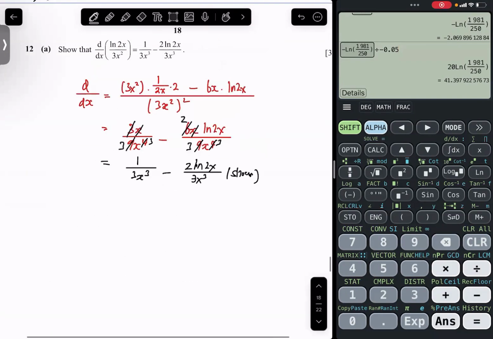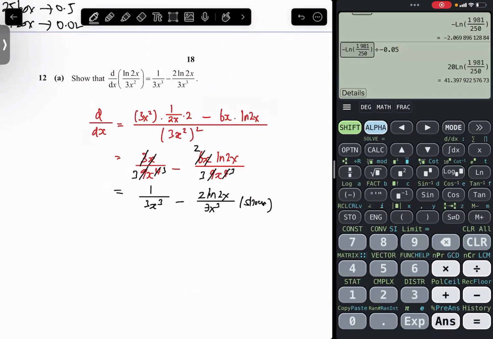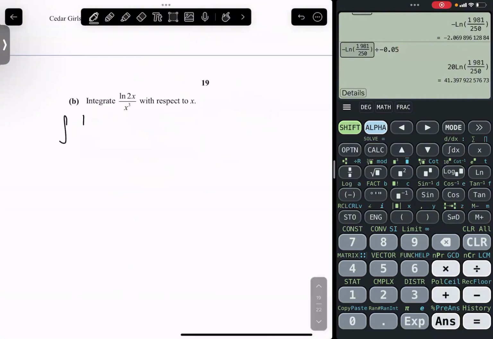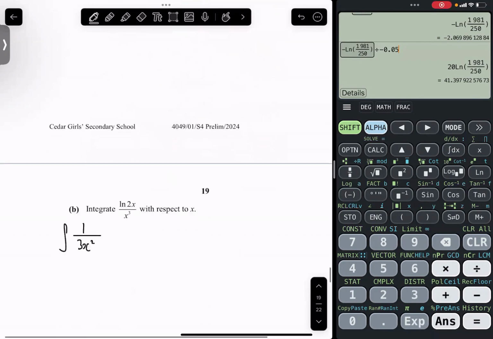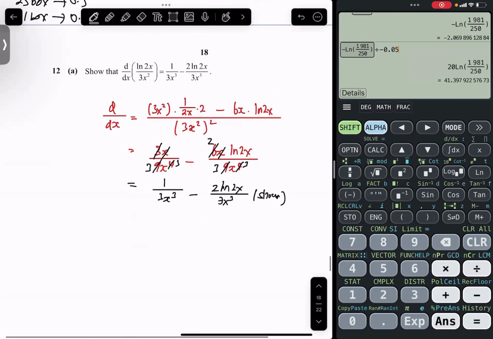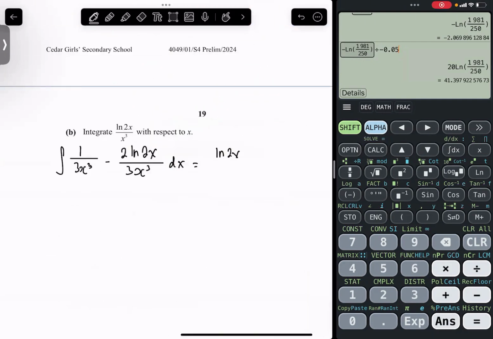Okay, part B, integrate ln 2x over x cubed. To do this question, what I'll usually do is integrate what I just differentiated, so I'll write that down. Integral of 1 over 3x cubed minus 2 ln 2x over 3x cubed dx. This is going to give me what I just differentiated, which is ln 2x over 3x squared.